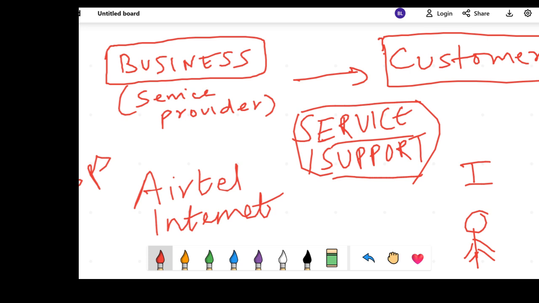So what happens if I am not getting that speed of 100 Mbps, which is as per my plan? I will reach out to Airtel, right? I will reach out to Airtel customer support team. I will tell them that I'm not getting the service that was promised to me. So basically, Airtel is the business here, or in CSM terms, the service provider. Service provider, as the name suggests, provides services to the customer. So yeah, Airtel internet is the service provider here, and I am the customer. I think this is quite clear.